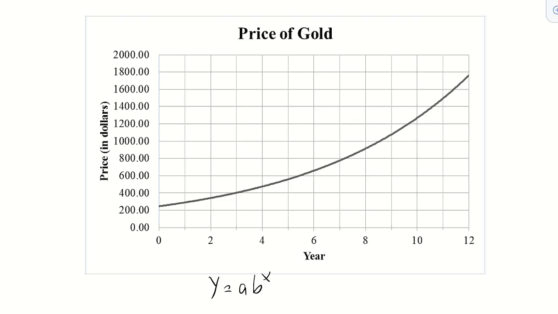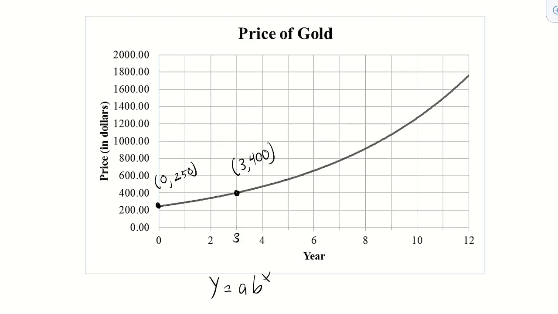I'm going to start off by labeling what this point is. It's probably not the best indicator, especially since they don't have any tick marks, but I'll let you know that this ordered pair is going to be 0, 250. That does look like 250. The next one at 3 looks like it is going to be 400. So I have 3, 400.